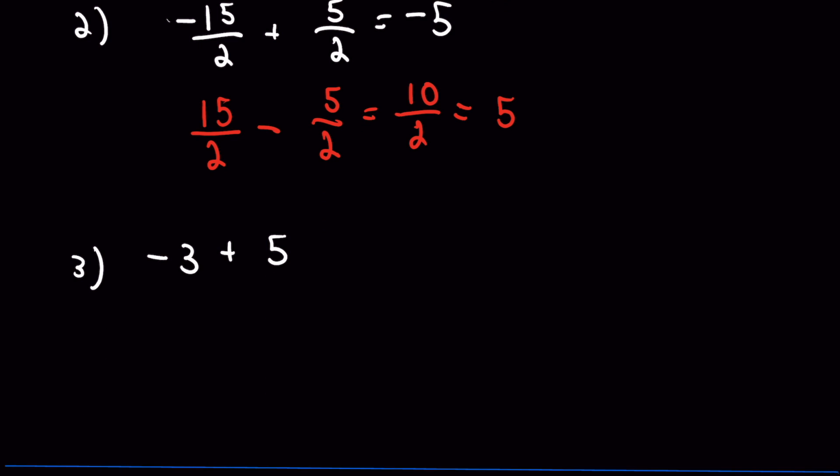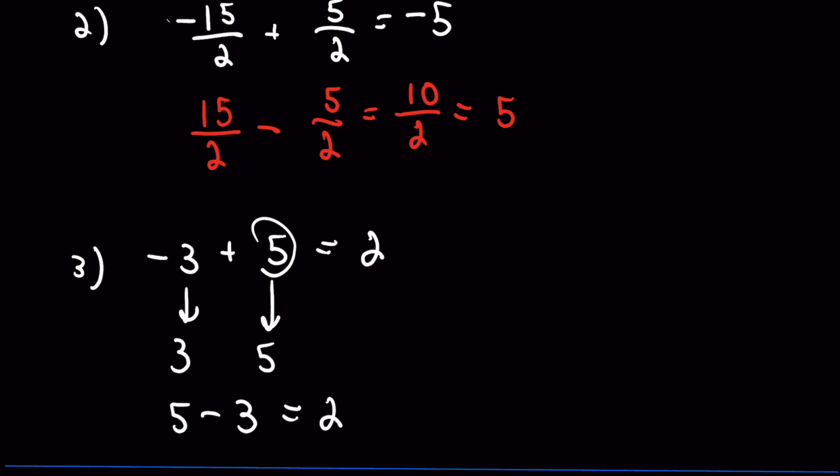-3 plus 5, well, this is going to be a 3. This is going to be a 5. Bigger minus smaller is going to be 2. And since 5 has the larger absolute value than -3 does, again, I'm just comparing these two numbers. 5 is bigger, so it stays positive.